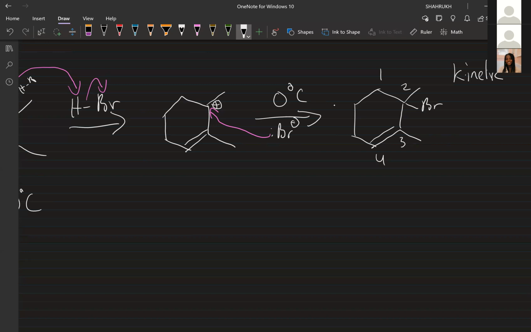But essentially for that second step, you have a very low energy barrier, right? Because the Br is so close, right? So this is kinetic control, right?